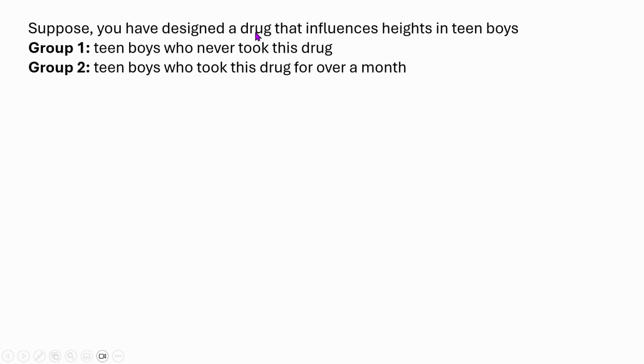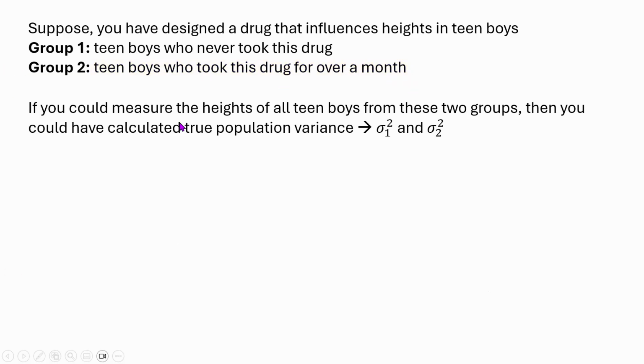Suppose you have designed a drug that influences heights in teen boys. So in group 1, we have teen boys who never took this drug. In group 2, we have teen boys who took this drug for over a month. Now, we want to see the variance ratio between these two groups. We want to see if there is a difference in variance between group 1 and group 2.